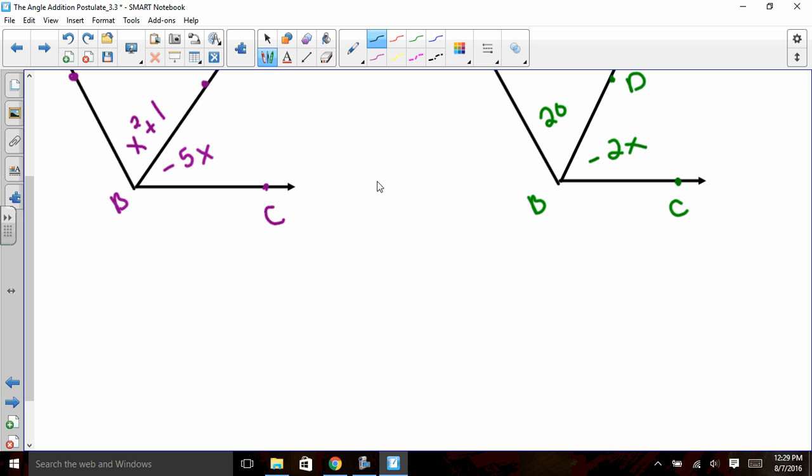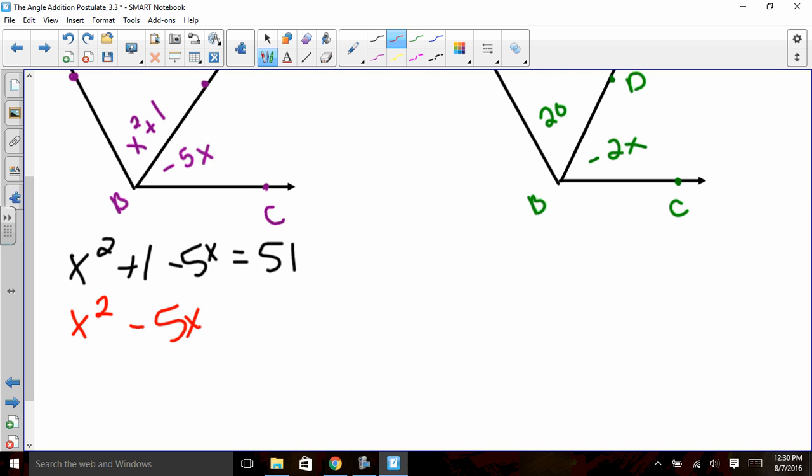So I have x squared plus 1 minus 5x is 51. Now, whenever we see expressions, we like to put them in descending order, meaning that we put the biggest value first, or the biggest x value. Well, x squared is first, because that's the biggest, minus 5x plus 1, 51. Now, the reason I have that negative sign with my 5, if you recall, is that the sign in front of a number gets tagged along.